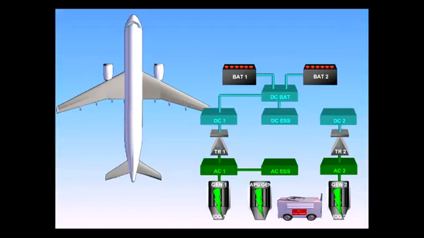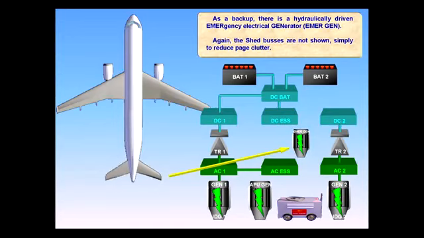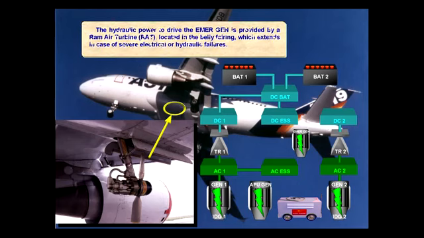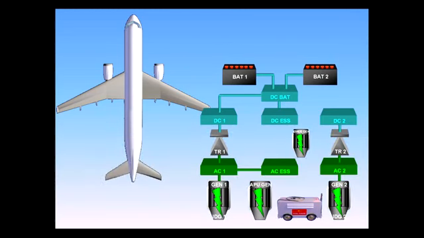As a backup, there is a hydraulically driven emergency electrical generator. Again, the shed buses are not shown simply to reduce page clutter. The hydraulic power to drive the emergency generator is provided by a ram air turbine, RAT, located in the belly fairing, which extends in case of severe electrical or hydraulic failures. The electrical system is also fitted with an essential transformer rectifier.